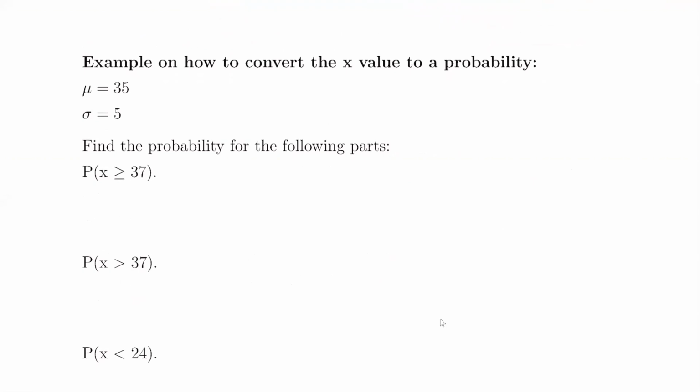Okay. So if you look at the next example, pretty straightforward. They're telling us mu is equal to 35, sigma is equal to 5. So we want to find the following probability. For this one, it says x is greater than or equal to 37. So that means x is equal to 37. Any question on how we got x is equal to 37? All right, perfect. So let's go ahead and draw this.